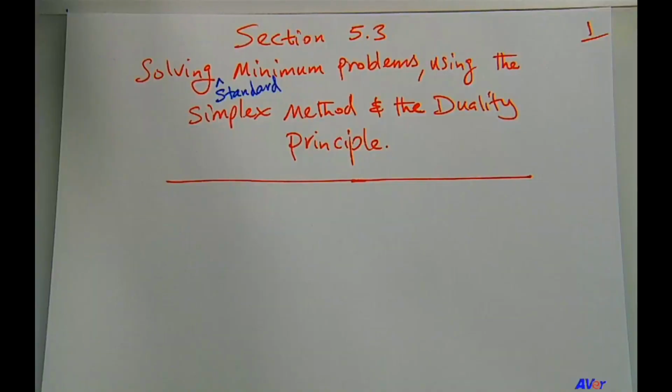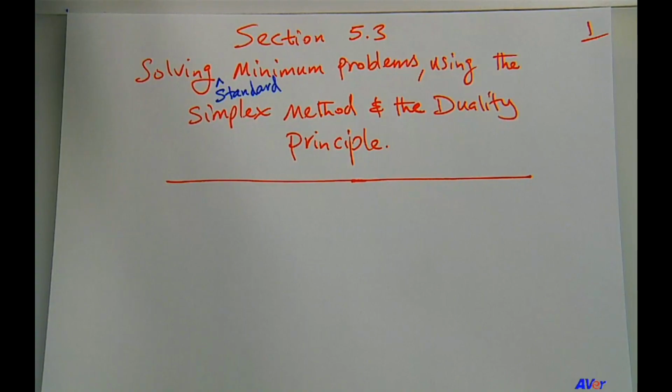To use the simplex method and the duality principle to solve a minimum problem. So remember, with the simplex method, we have to modify the method a little bit to solve a minimum problem, whereas with the geometric approach, the same approach would give us both the minimum and maximum, but with the simplex method, you saw how the method works for solving a maximum problem.